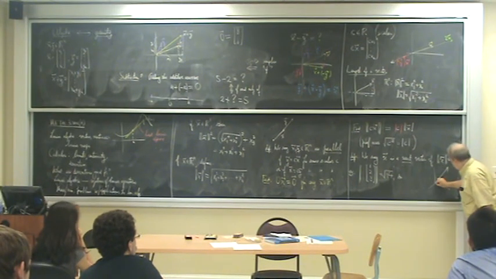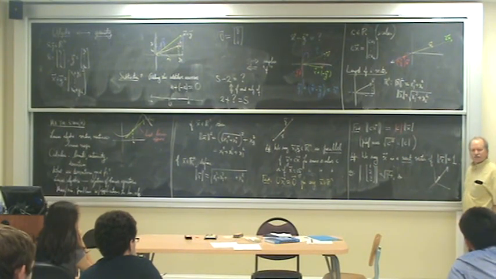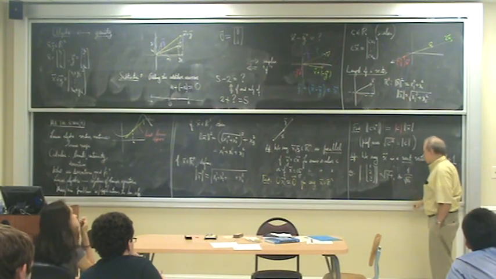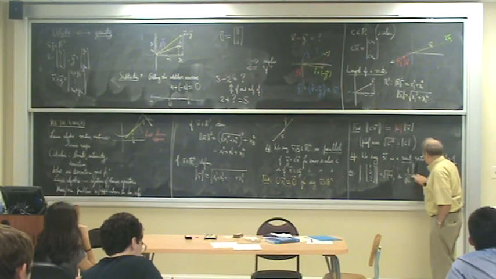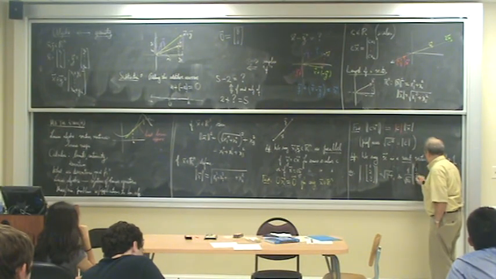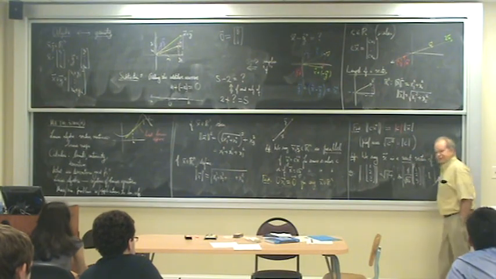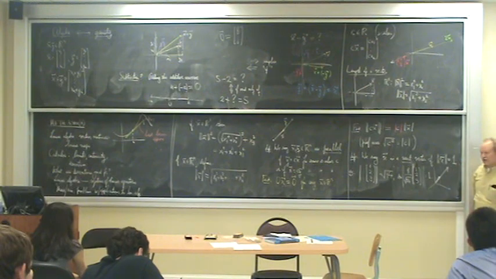How can I find a unit vector that's parallel to it? You could divide by the length. So if I took 1 over the length times the vector itself, that vector would now have length 1. That's called normalizing the vector, where you turn it into a parallel unit vector.